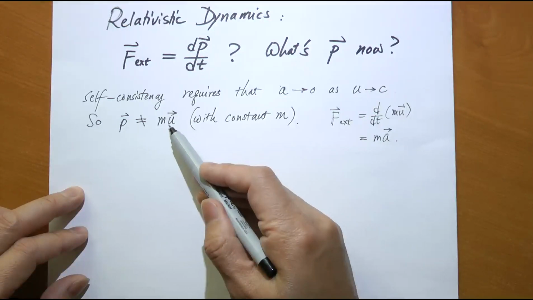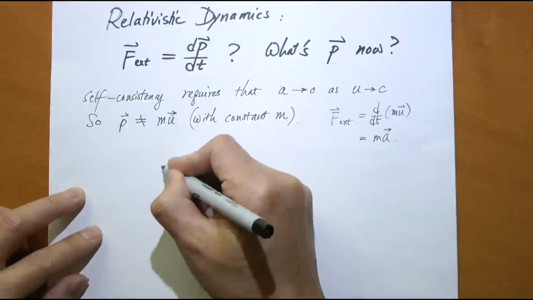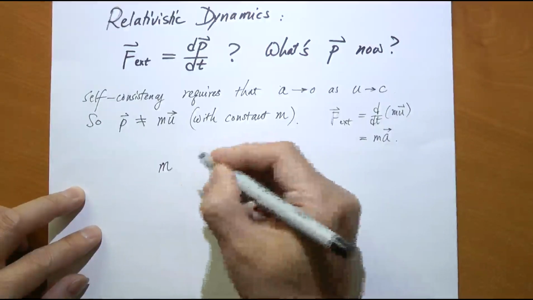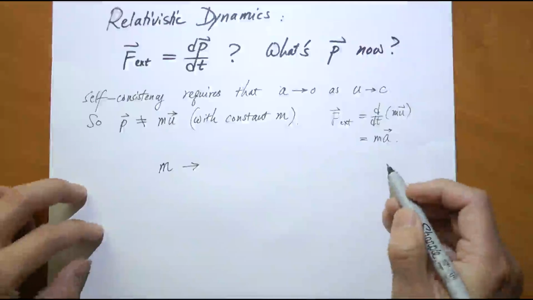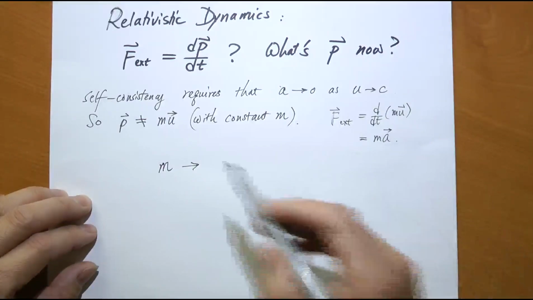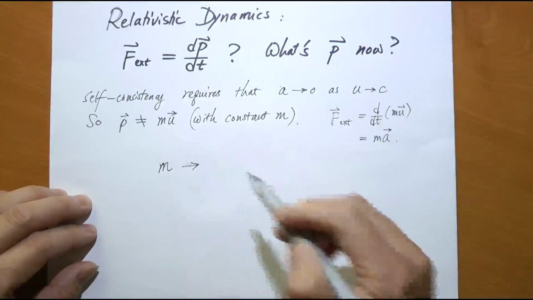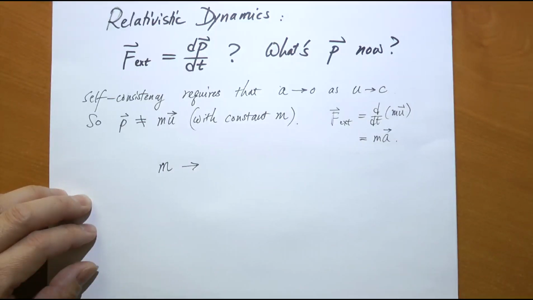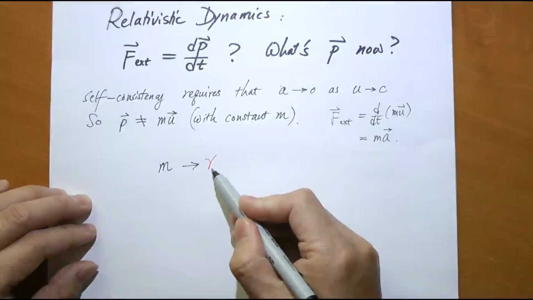Can we achieve that by multiplying m by a certain factor? M becomes what? Well, this factor is such that it equals 1 at low speeds, because you have to go back to classical physics, and it approaches infinity as u approaches c. Have we seen a quantity like that? Oh yes, we have been using this quantity a lot, and that of course is gamma. Gamma indeed starts from 1 at low speeds and approaches infinity at the speed of light.